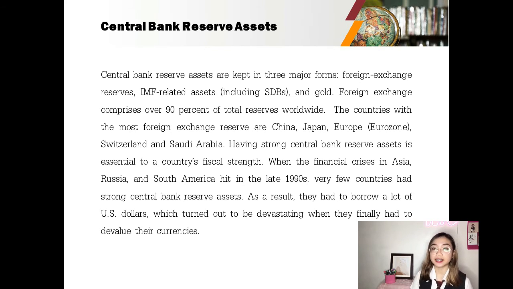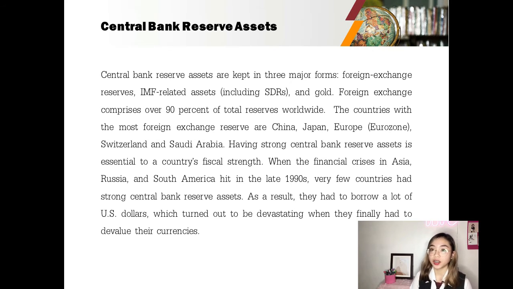Reserve assets consist of those external assets that are readily available to and controlled by monetary authorities for direct financing of payment imbalances, and for indirectly regulating the magnitude of such imbalances through intervention in exchange markets to affect the currency exchange rate. Central bank reserve assets are kept in major forms such as foreign exchange assets, IMF-related assets, including SDRs, and gold. Foreign exchange comprises over 90% of total reserves worldwide.